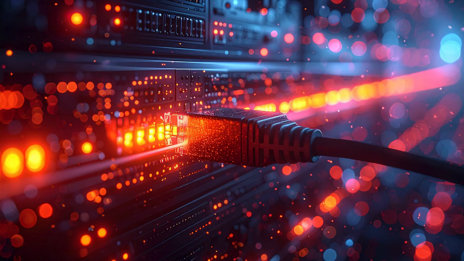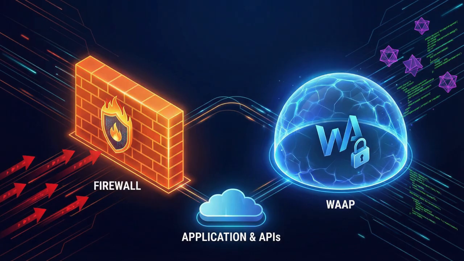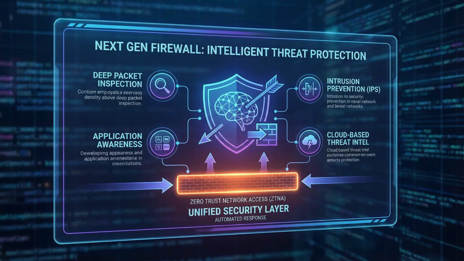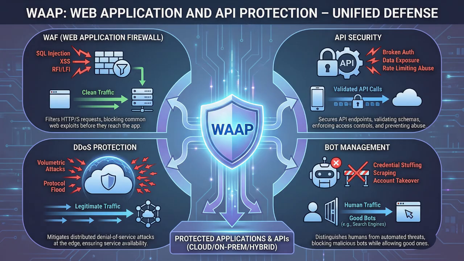We start with the first line of defense, firewalls and WAAPs. In the early days, we had simple packet filtering. Today, we live in the era of next-generation firewalls. These do not just look at the IP address, they look at the application. But in 2026, the WAF has evolved into the WAAP, that is, Web Application and API Protection.